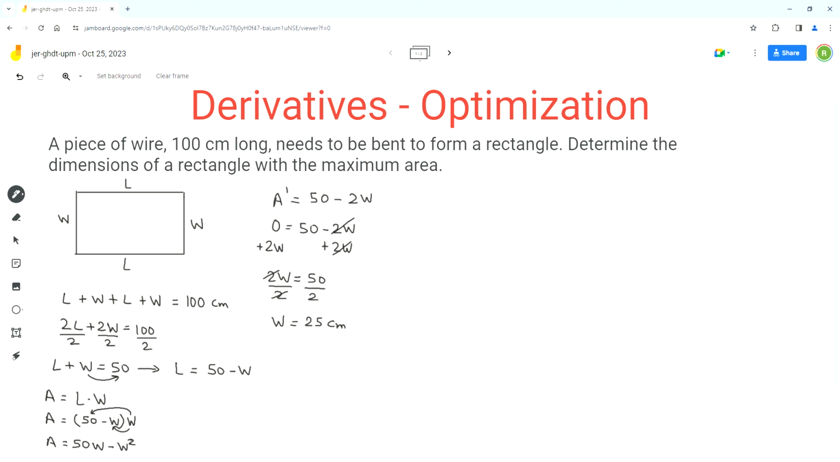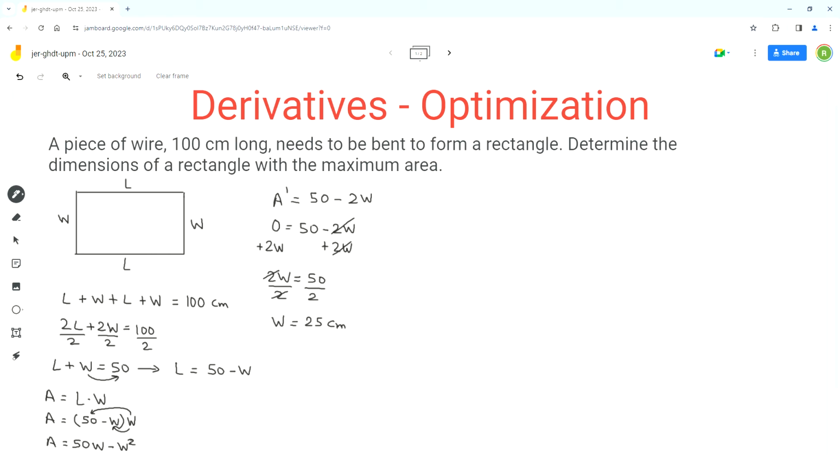Now we have to determine the dimensions with the maximum area. Now this is the W value we got where the tangent is horizontal. Now we also have to consider the interval for W for this problem. Now as per the perimeter equation, L plus W is equal to 50. So we know that the width of the rectangle has to be greater than 0.